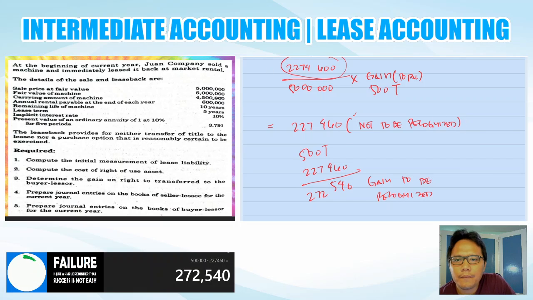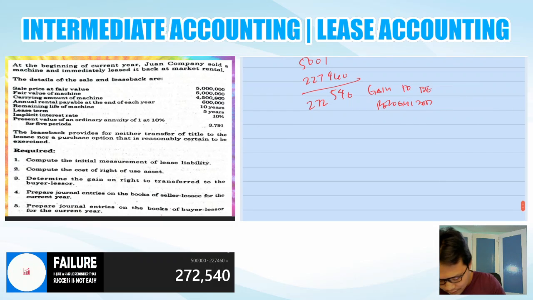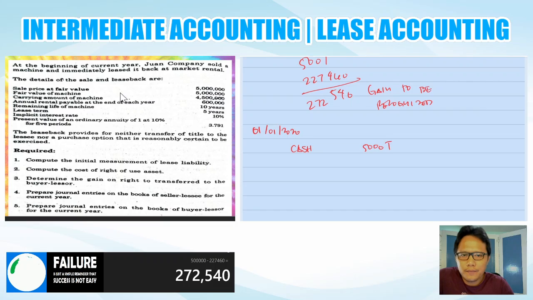So, if we are to journalize this on January 1, 2020, number one, in the books of the lessee, we need to debit cash, because we sold at the sales price at fair value, 5 million. Credit your machinery at carrying amount. Always be very basic.